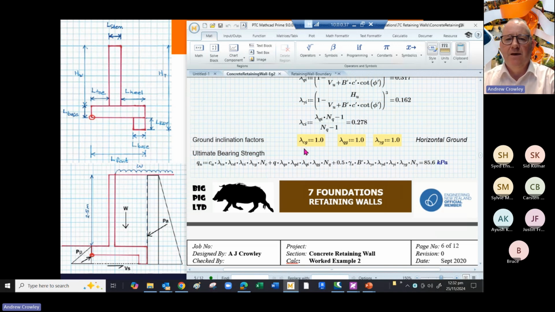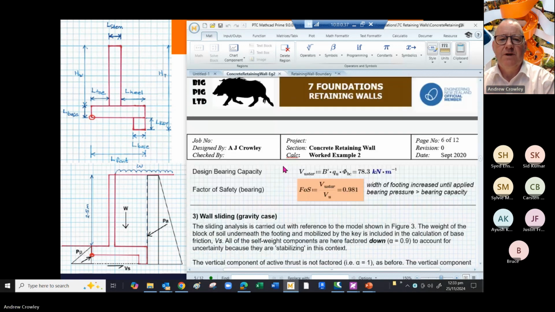Because our ground is flat, our base is flat and horizontal, our ground inclination factors come out as all 1. Now, when you multiply all those figures above, you get the ultimate bearing strength given by the formula, again taken from B1/VM4. So our design bearing capacity is 78.3, and in our case our factor of safety against bearing works out as Vu* over the Vu.